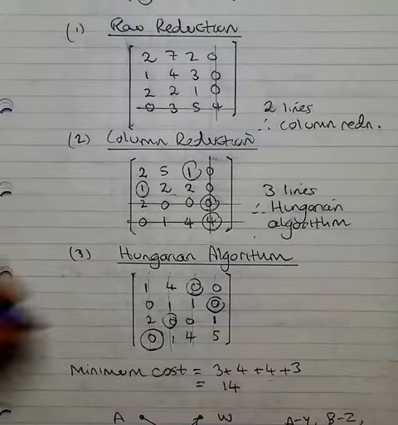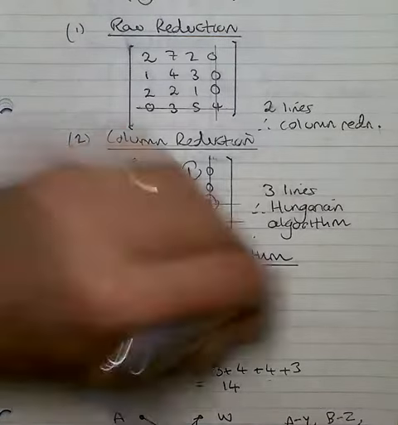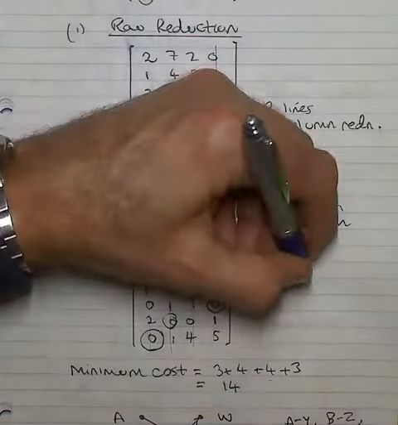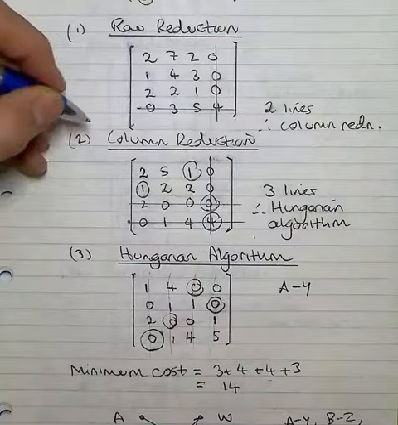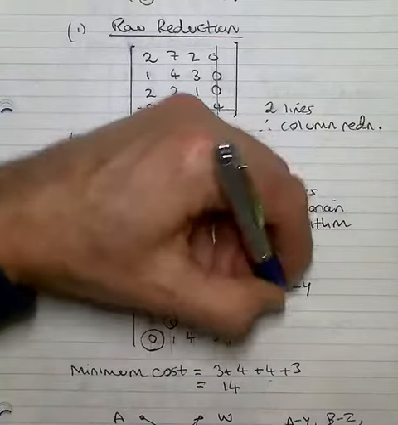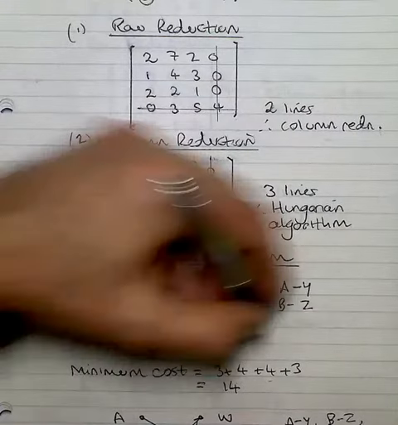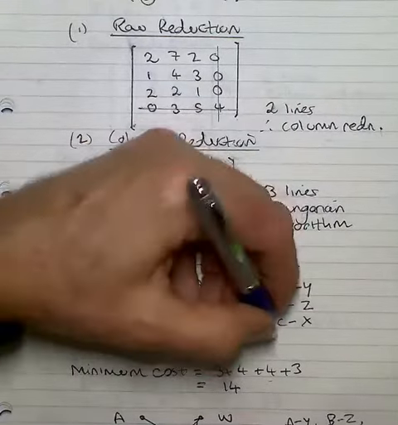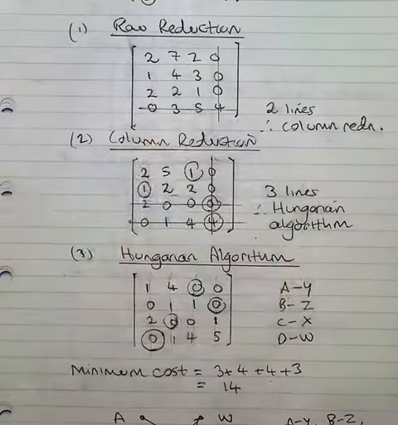In other words, what we'll find is that A can be allocated to Y, and B to Z, C to X, and D to W.